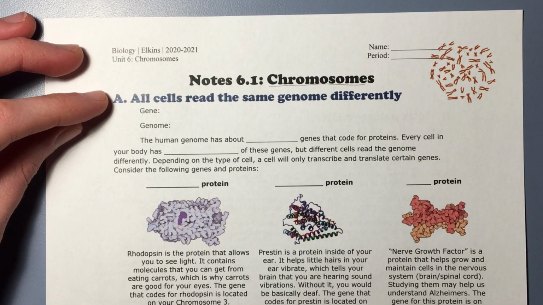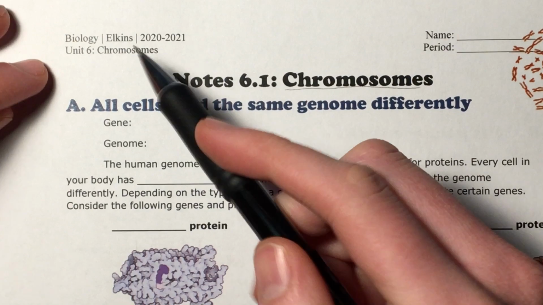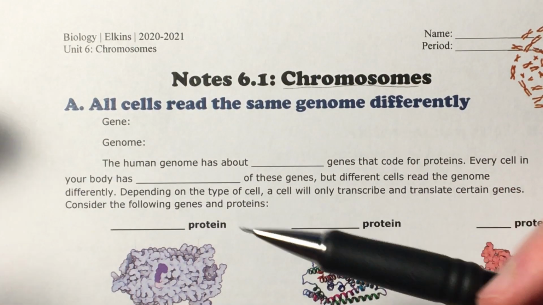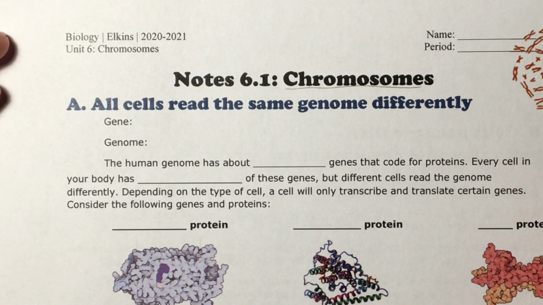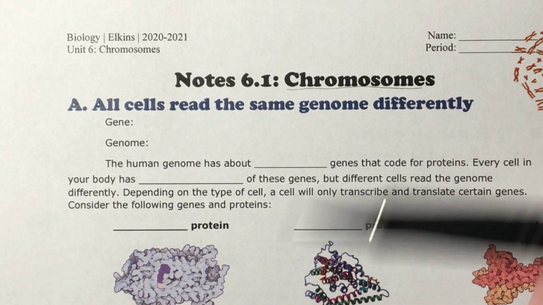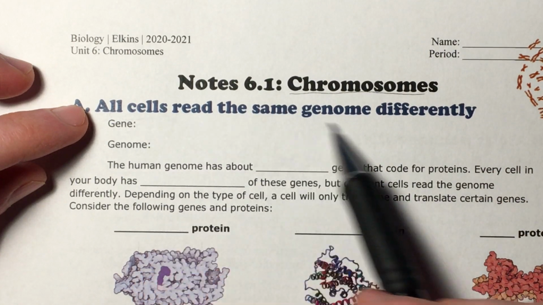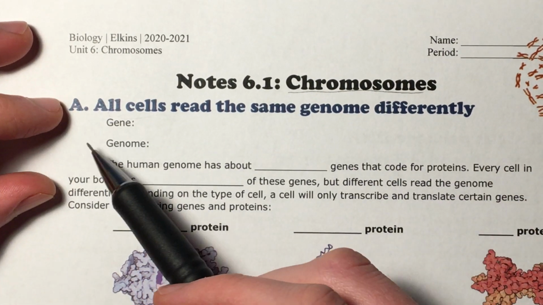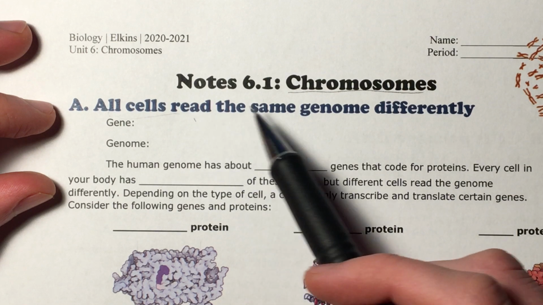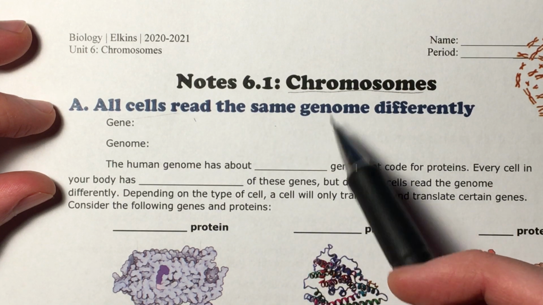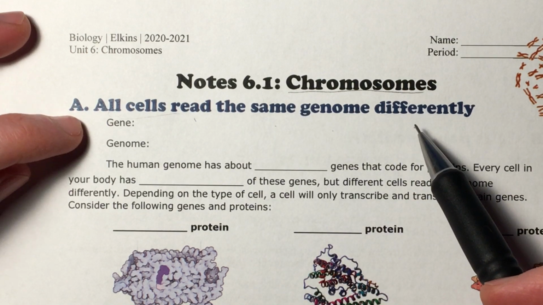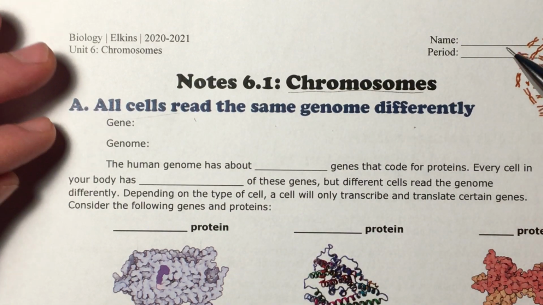Okay, so our first point, as we dive into this unit on chromosomes and how DNA is stored and transported in the cell and passed on from generation to generation. One of the most important things that we need to first establish at the beginning is that all cells read the same genome, but they read it differently, okay? Let's go ahead and define some of these terms.